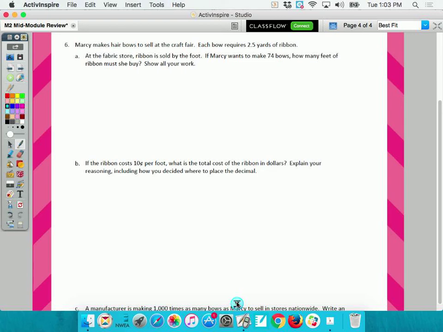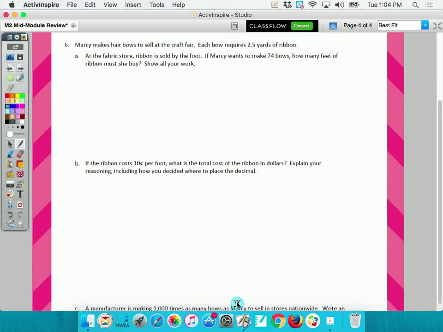Okay, all right. So Marcy makes hair bows to sell at the craft fair. Each bow requires 2.5 yards of ribbon. That's a lot of ribbon. That's like 2 yardsticks and then another half. Now the meter is what I have here, but remember the yardstick was 3 inches smaller than this, right? So that's a lot of ribbon. I guess it's going to be a huge bow, like an elephant.